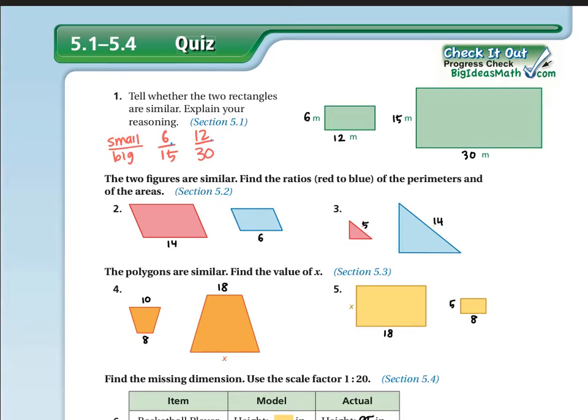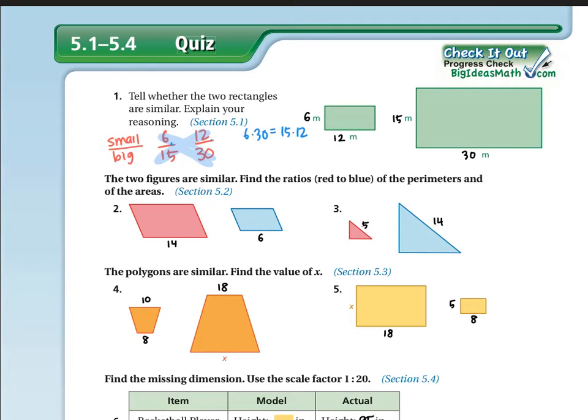The second way to solve this is to do the butterfly, or the cross multiplying, and find out if both sides are going to have the same number. For example, 6 times 30 would equal 15 times 12, and see if they are equal or not. In this case, they are going to be equal. So you can explain that they are going to be similar.